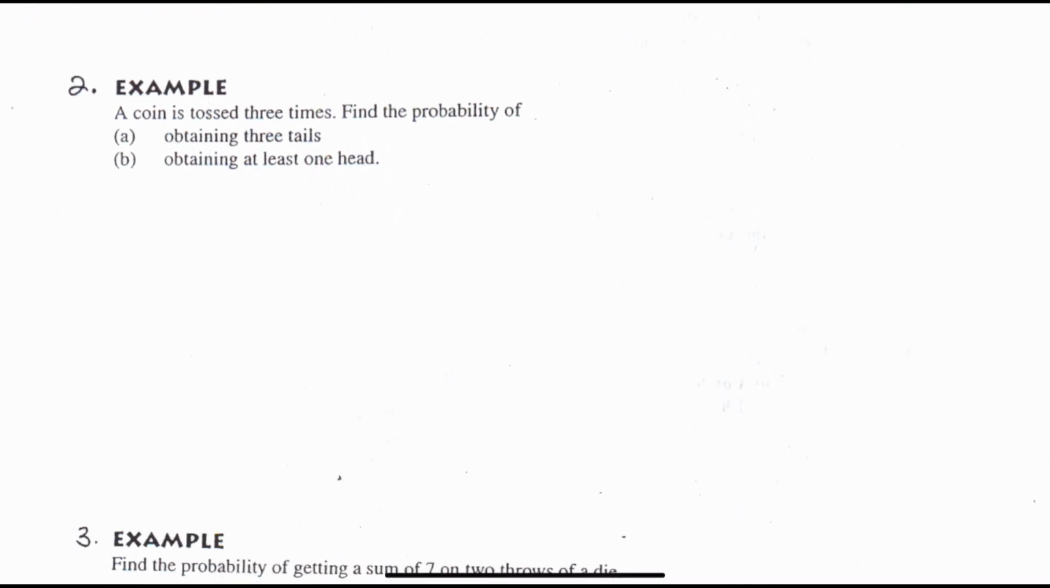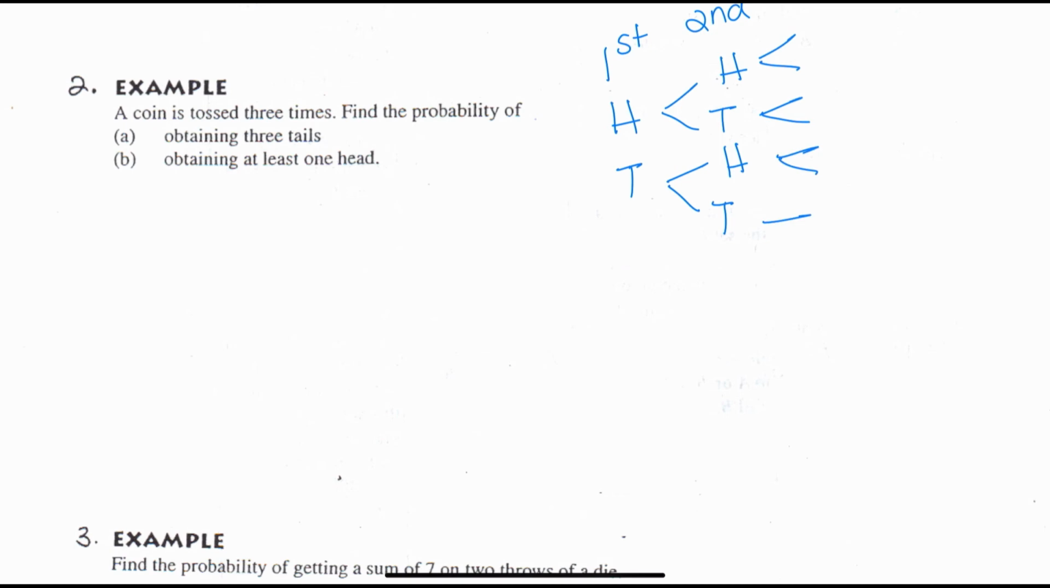In number 2, a coin is tossed 3 times. So let's go ahead and create a tree diagram so that we can write out our sample space. So the first time the coin is tossed, it could either land heads or tails. From here, I branch out. The second coin toss can either be heads or tails. The third coin toss can also be heads or tails, for each branch.